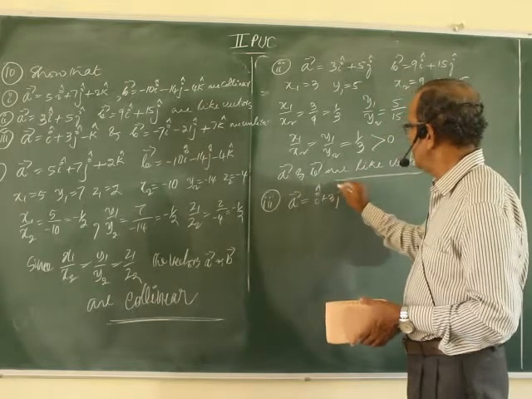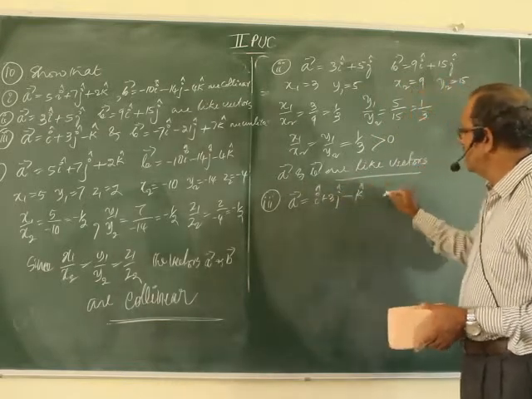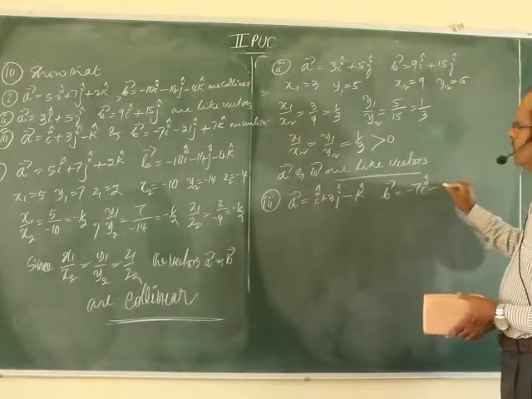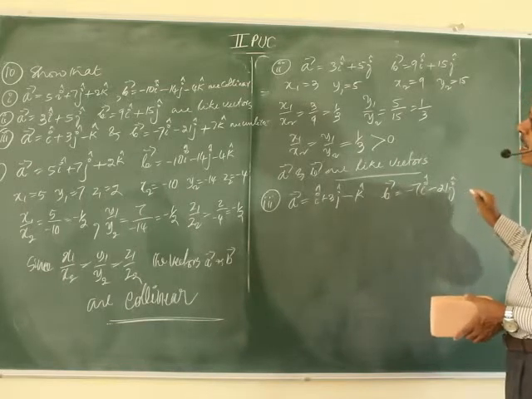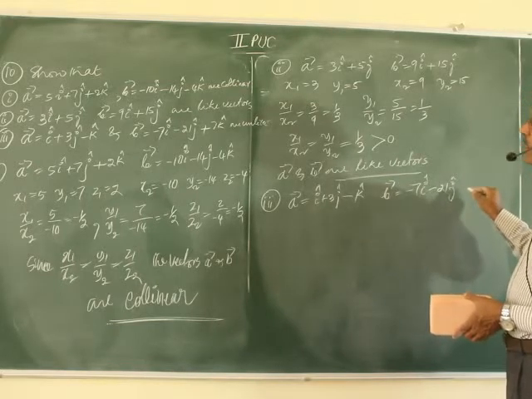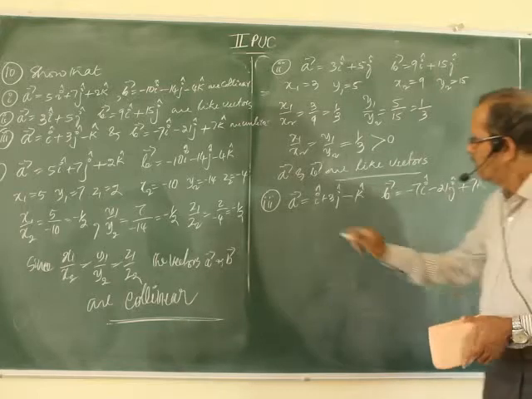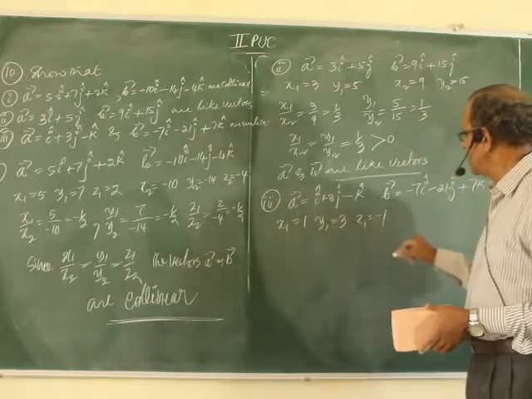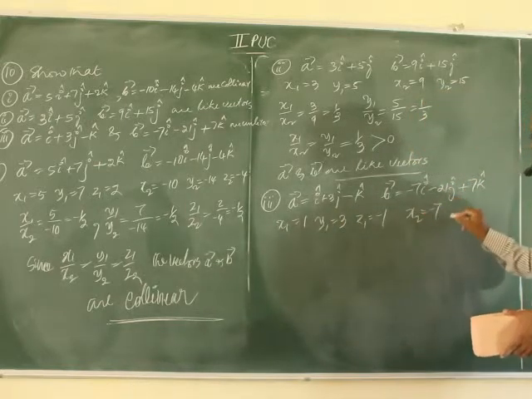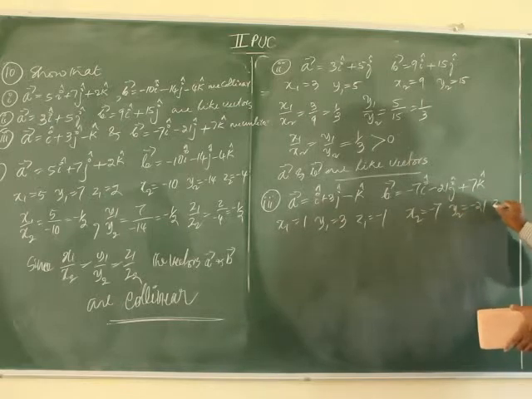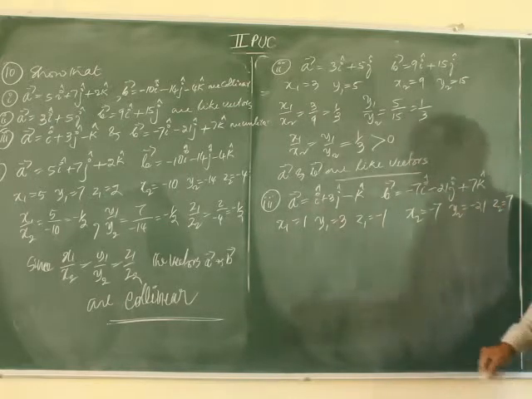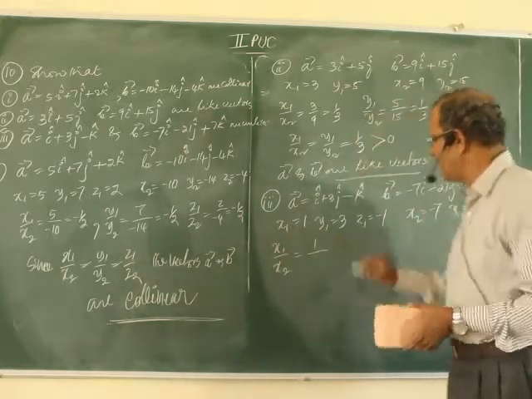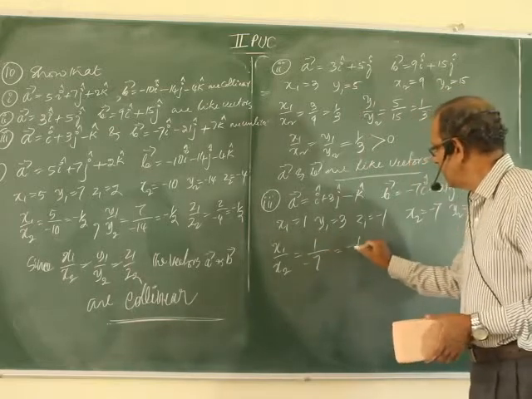a is i plus 3j minus k. b is minus 7i minus 21j plus 7k. So x1 is 1, y1 is 3, z1 is minus 1. x2 is minus 7, y2 is minus 21, z2 is 7. x1 by x2: 1 by minus 7, that is minus 1 by 7.